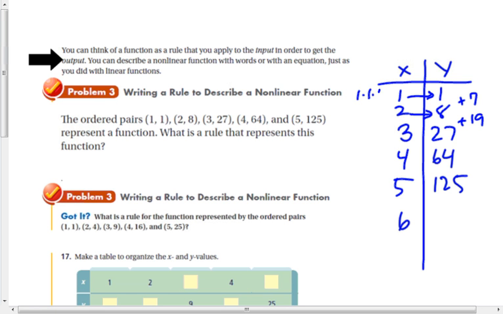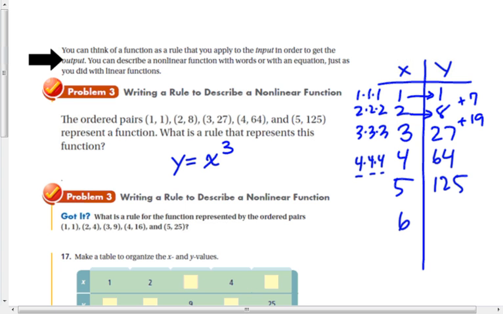1 times 1 times 1 is 1. 2 times 2 times 2 is 8. 3 times 3 times 3 is 27. 4 times 4 times 4 is 64, and so on. So the rule is, notice we're multiplying the number by itself 3 times. So y is equal to x to the 3rd power. That's the cubic function. Cube is the 3rd power.